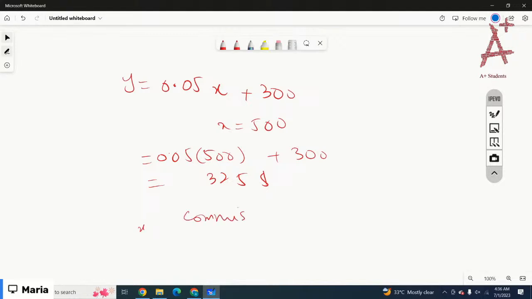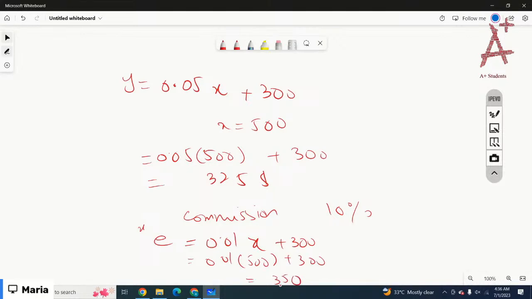Okay, now if his commission doubles, from 5% to 10%, then his earning would be 0.1x plus 300. Let's suppose x is 500. 0.1 times 500 plus 300 would be 350. See, the commission is doubled, but the earning is not doubled. Got it? That means the statement is wrong. If his commission is doubled, his earning is not doubled.